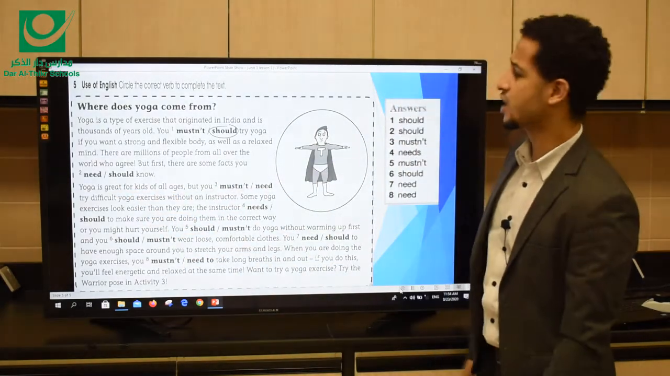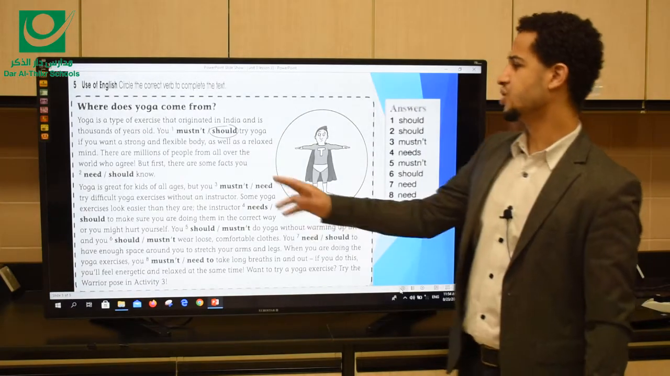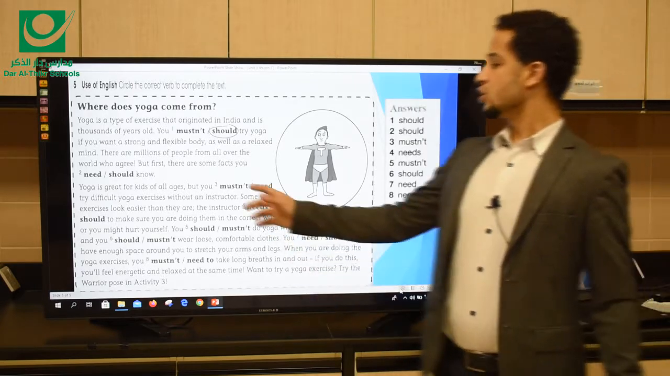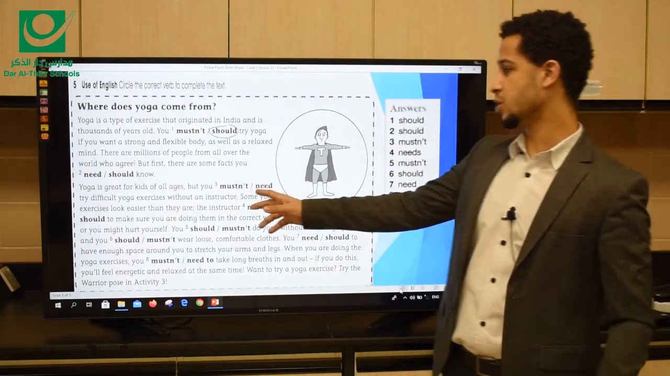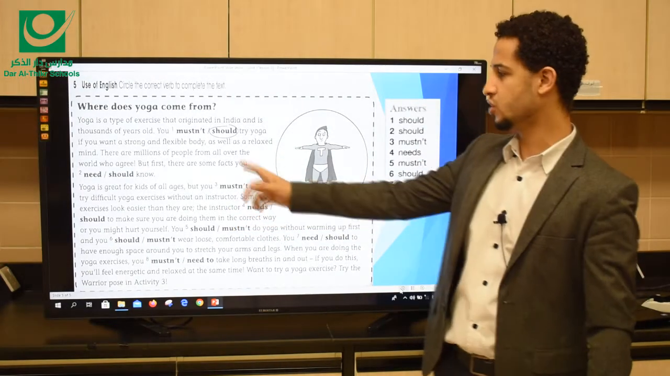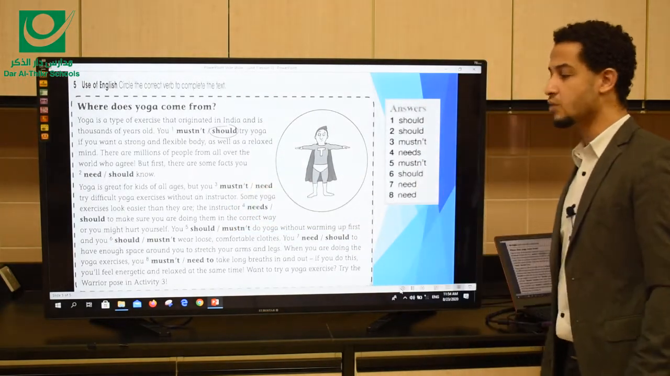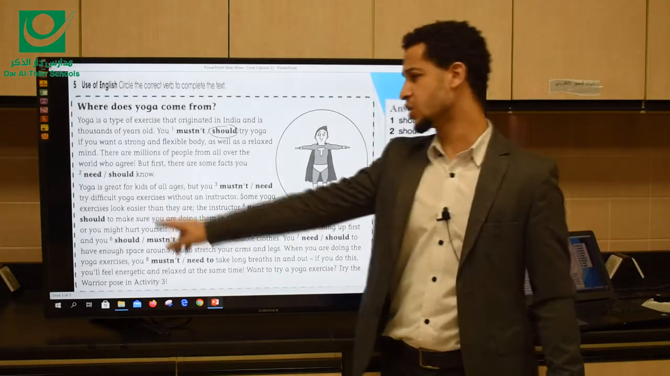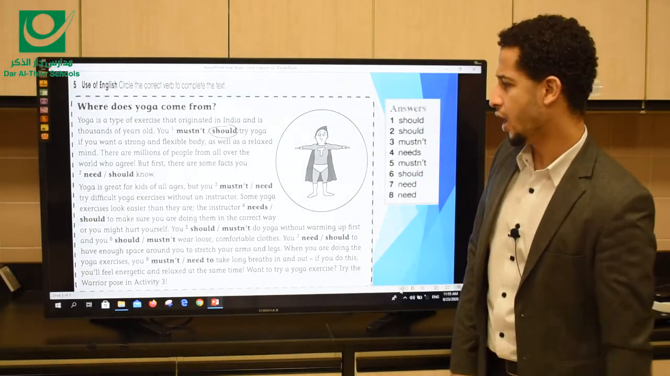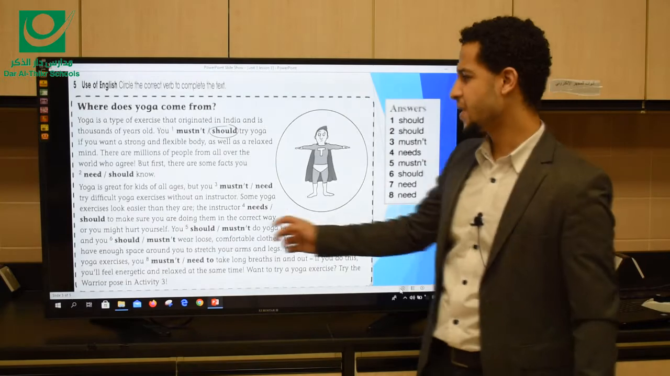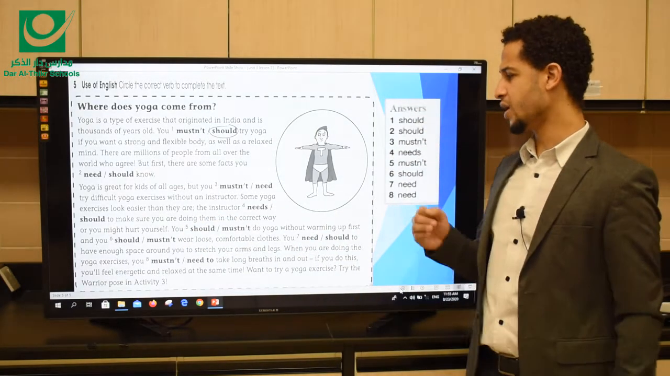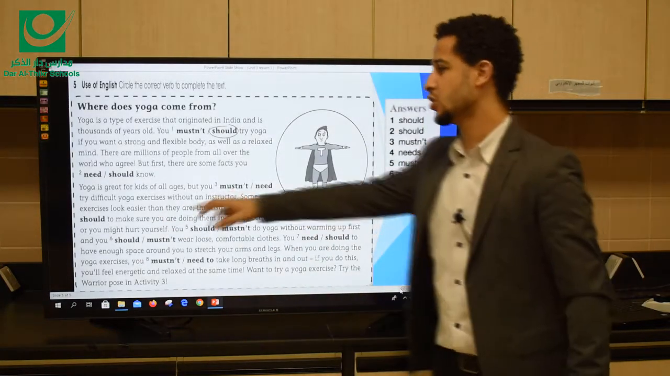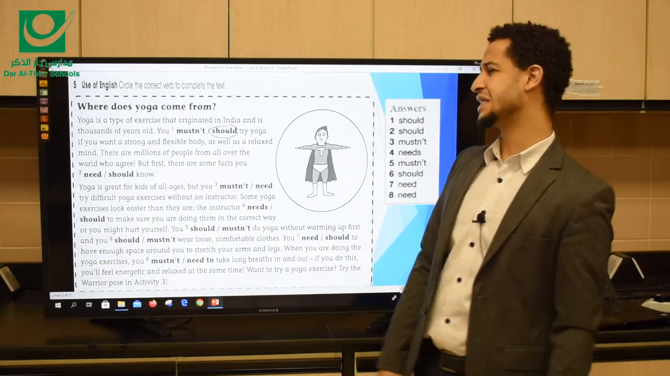Yoga is great for kids of all ages. But you mustn't try difficult yoga exercises without an instructor. So the answer for number 3 is mustn't. Some yoga exercises look easier than they are. The instructor needs to make sure you're doing them in the correct way. The answer for number 4 is needs.